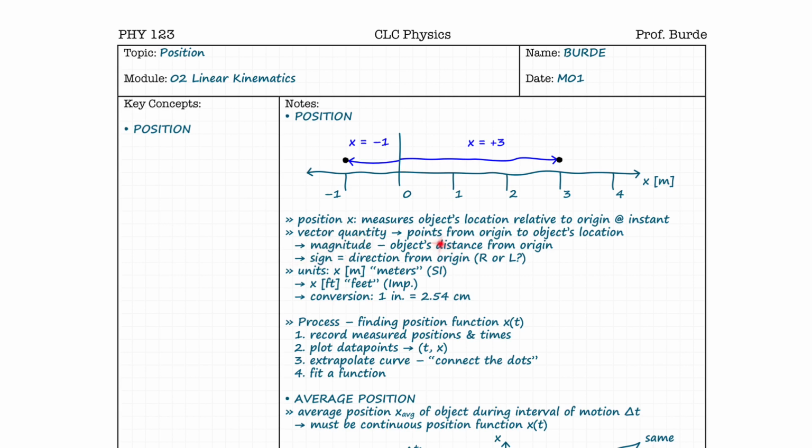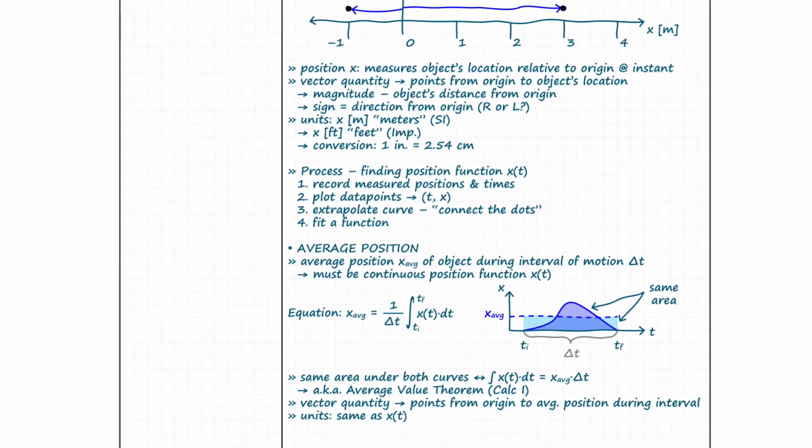The magnitude here is the distance from the origin. This particle is 3 meters from the origin. This particle is 1 meter from the origin. The vector also has a direction. The sign, the plus or minus, tells us which direction from the origin the object is. This is a +3 because we're 3 to the right of the origin. This is -1 because we're 1 to the left of the origin. Generally, position we're going to measure in meters in the SI system. The base unit in the imperial system is feet, and our conversion between the two is that 1 inch is 2.54 centimeters.